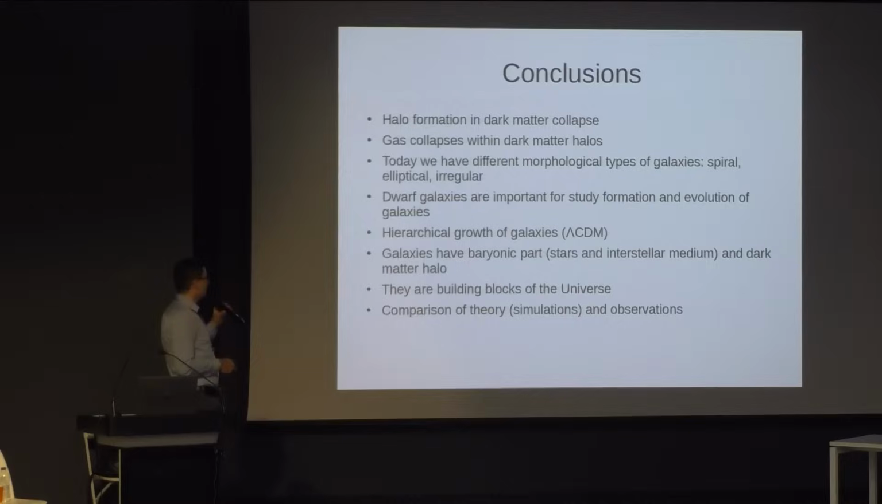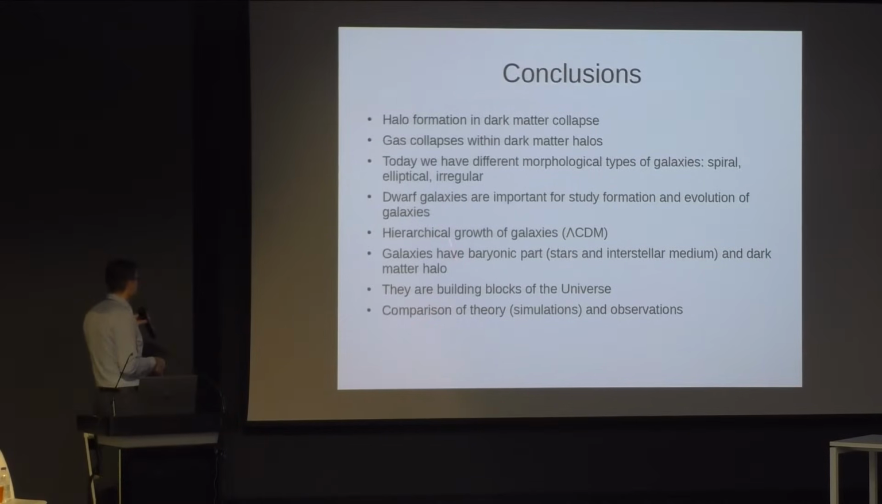So when you talk about galaxies, I will skip some of these things because I already mentioned them. We have hierarchical growth of structures of galaxies. First of all, we have halo formation in dark matter collapse, and then we have attraction of the baryons. We have galaxy formation. Those are small mass galaxies. They merge, they form large massive galaxies, and then today we can see the various morphological types of galaxies.